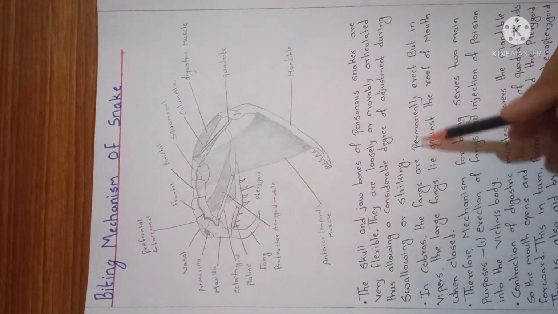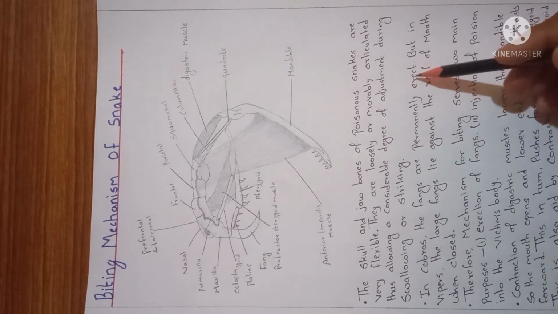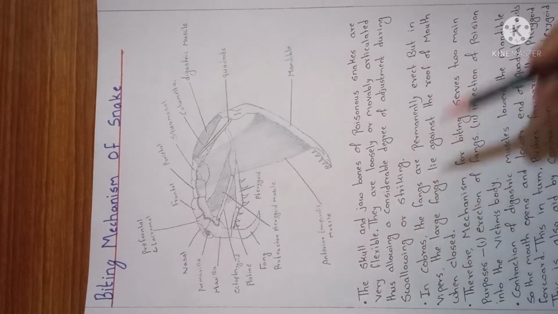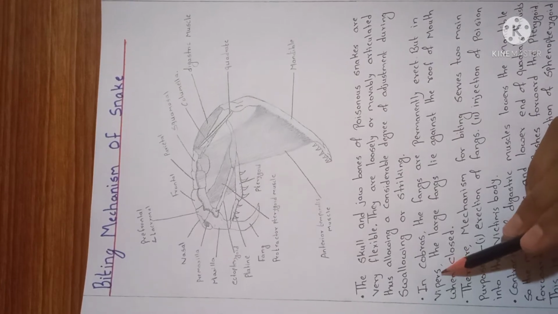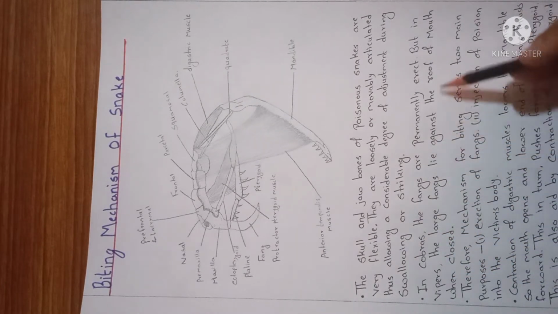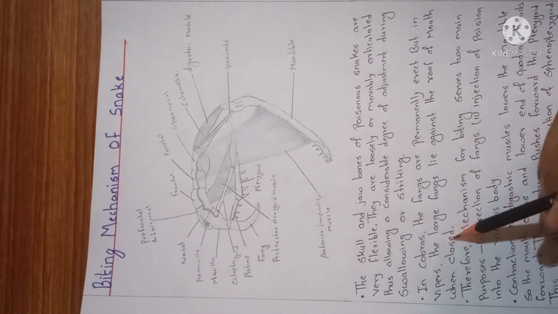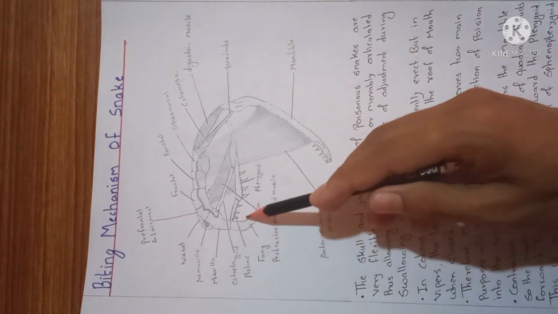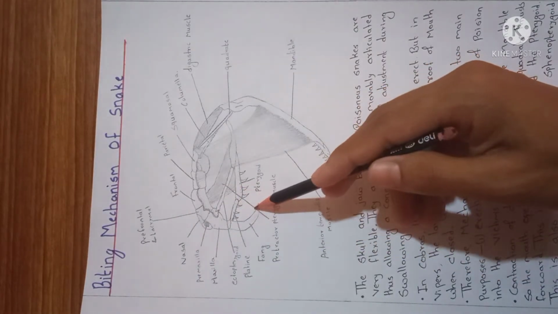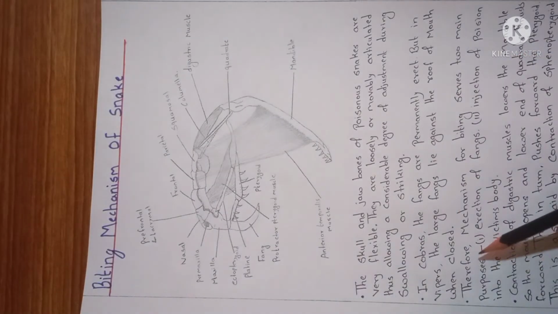In cobras, the fangs are permanently erect. Erect means straight. The fangs are permanently erect in cobra, but in the viper snake, the large fangs lie against the roof of the mouth when closed. Like this, they lie against the roof of the mouth when closed in the vipers.